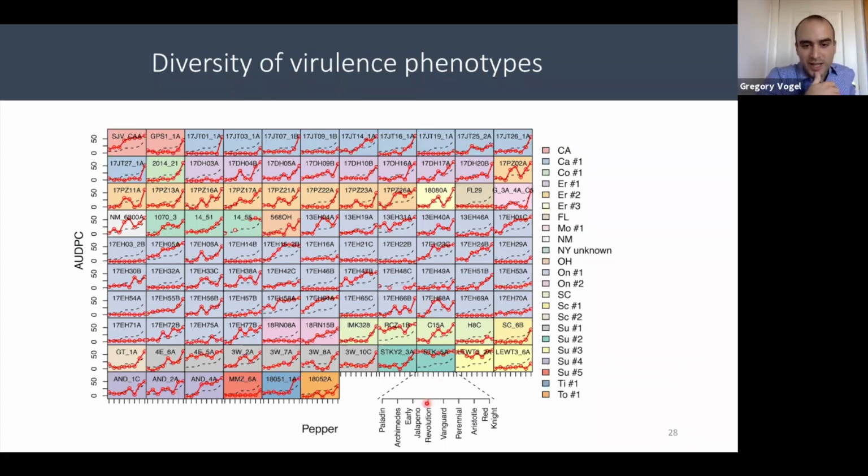So one thing that I want to point out is that for a given isolate, it's much more likely that that isolate is able to cause a higher level of disease on a pepper that's more susceptible on average.